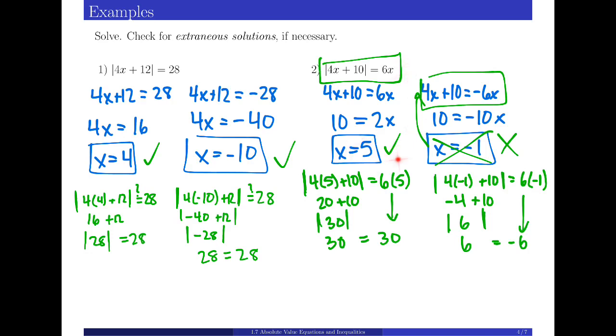Okay, so we have to check both of them. It's possible that both solutions work. It's possible that neither solution works. It's possible that one of them works. So we need to check both of them to see if they actually work. And once we do that, then we're good. If there's no x outside of it, if your x is only inside the absolute value, you don't need to worry about extraneous solutions. You're going to have two solutions.